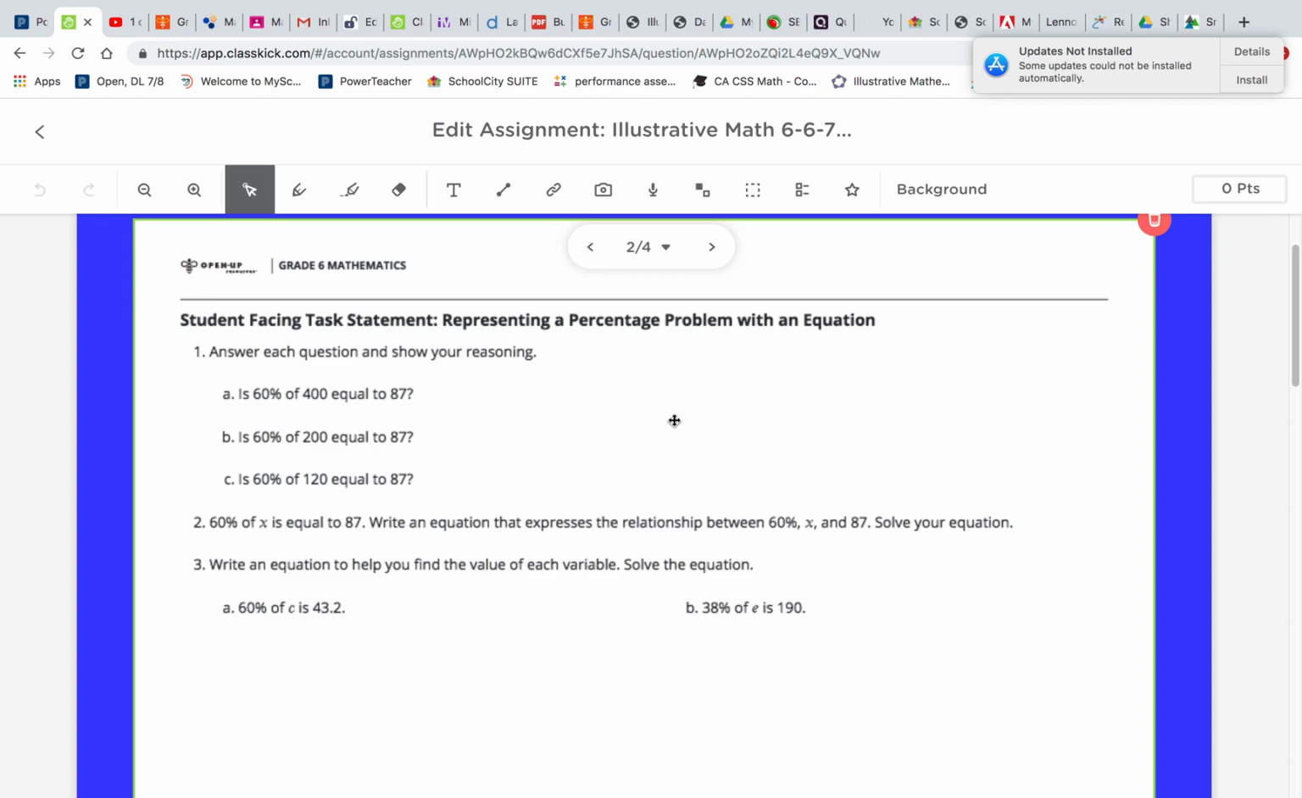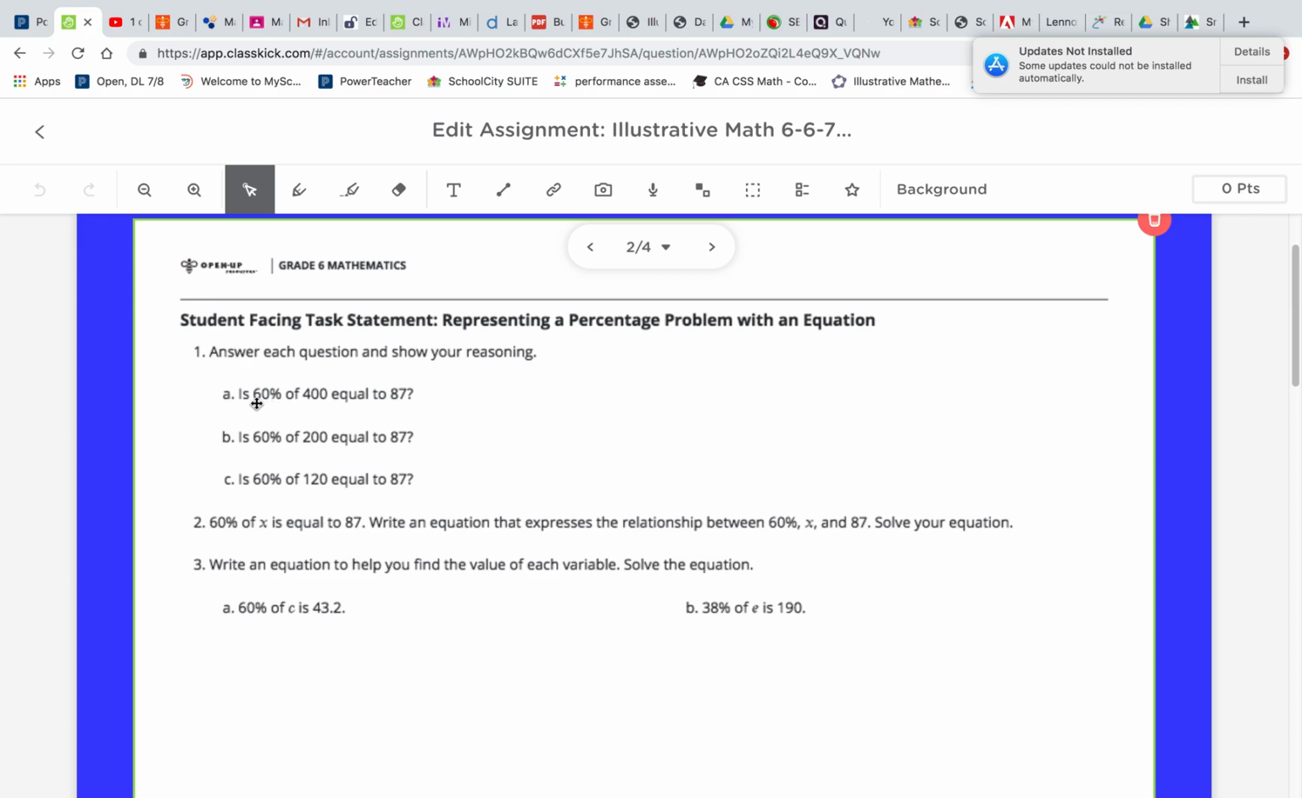All right, so for some of these, we always want to be aware of ways to make sense of a problem and figure out if something is true or not. Sometimes we can make it fairly easy if we just think about what each of the details we're given means. So for example, in number 1a, is 60% of 400 equal to 87? Well, let's think about what this means.